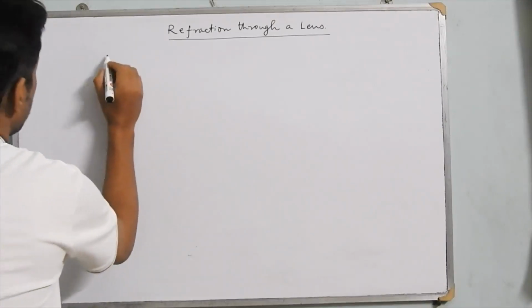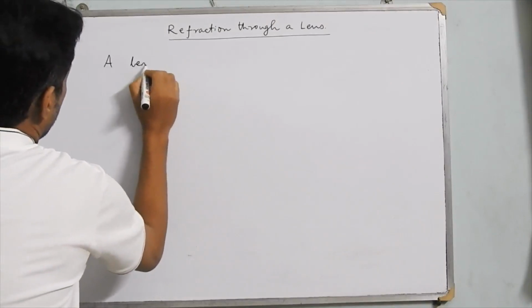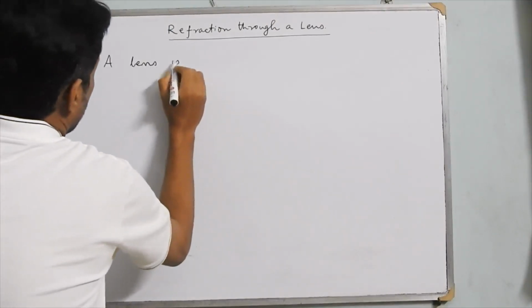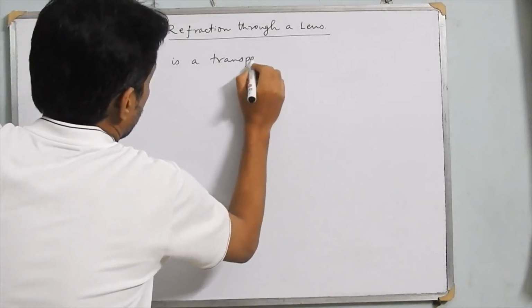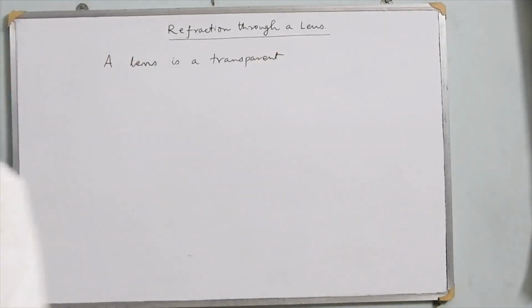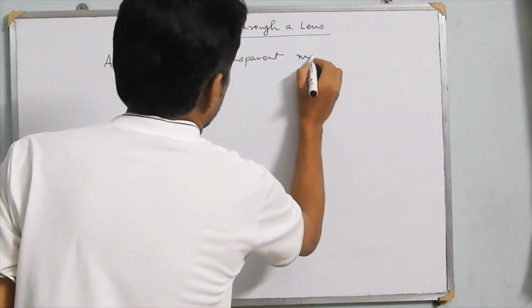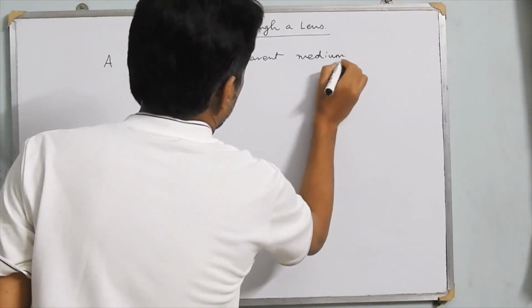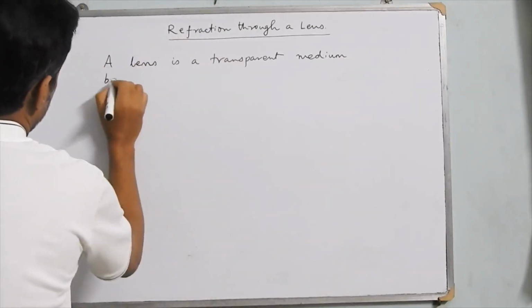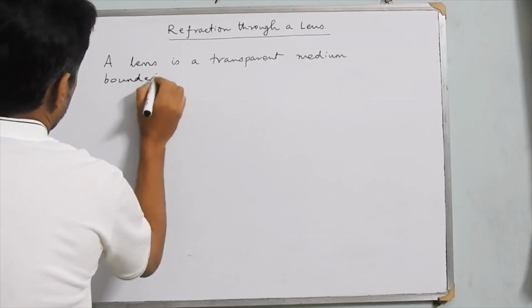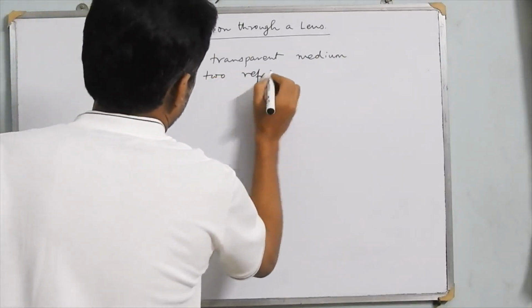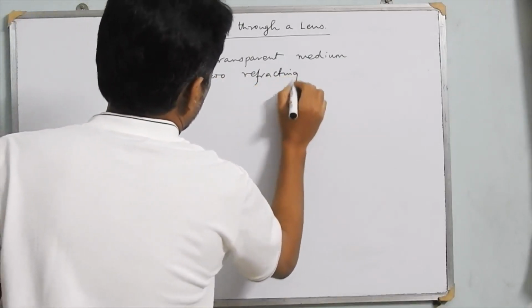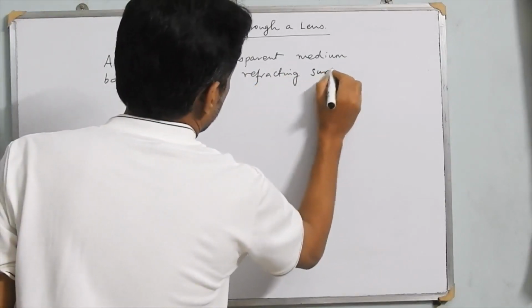So a lens is basically a transparent medium, you can say. A lens is a transparent medium which is bounded by two refracting surfaces. Two refracting surfaces which are curved.